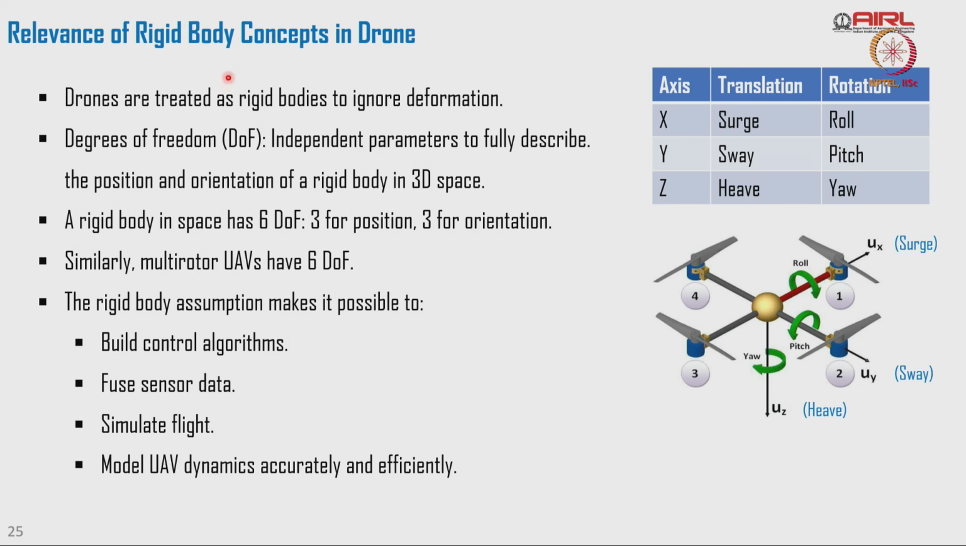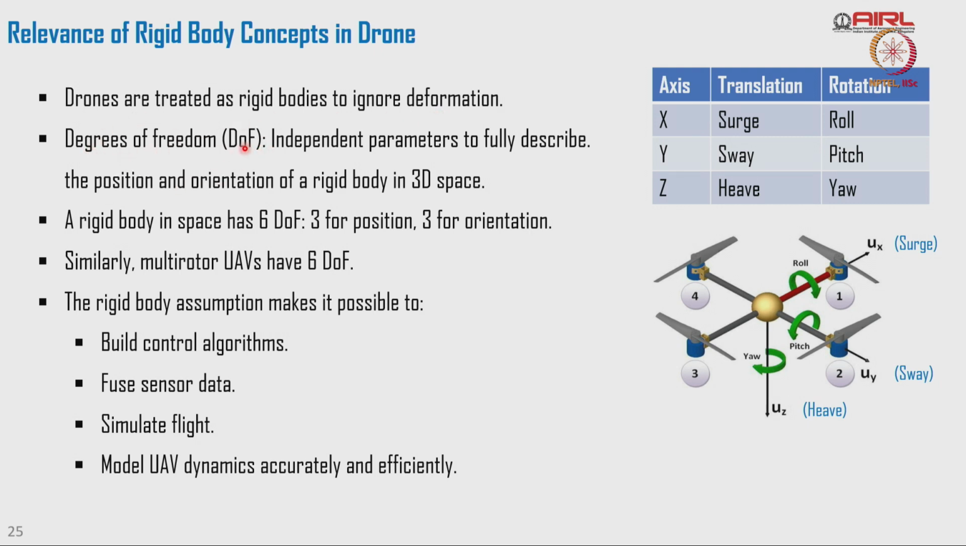Let us look at how this is relevant to rigid body concepts in a drone. If you look at the x, y, z axes, you have translation motion and rotation motion. Translation we call surge, sway and heave, and the rotation is roll, pitch and yaw, right. Drones are treated as a rigid body, so we ignore the deformation, including some bending that might happen because of the thrust. We ignore small deformation which is negligible, right.